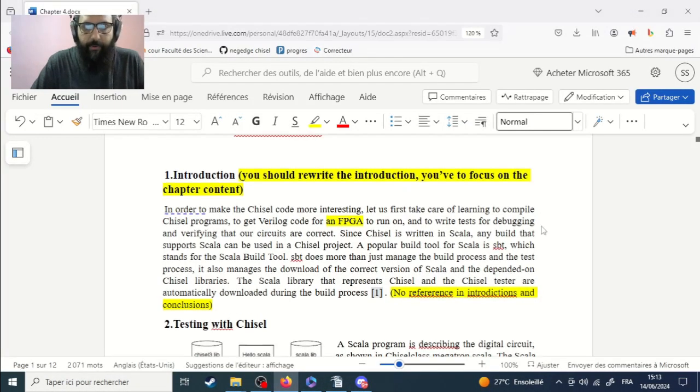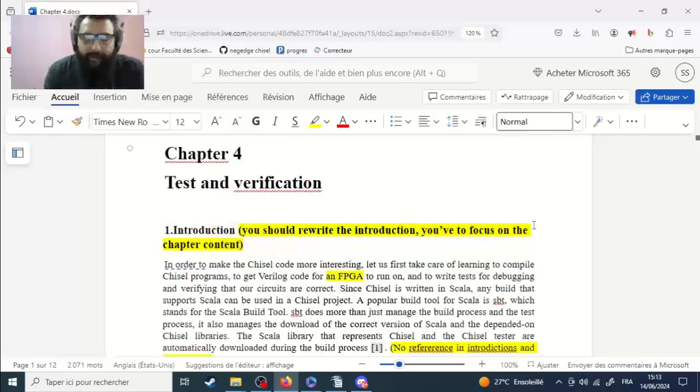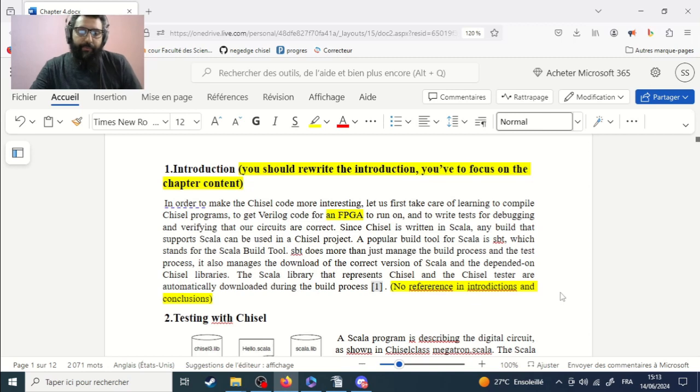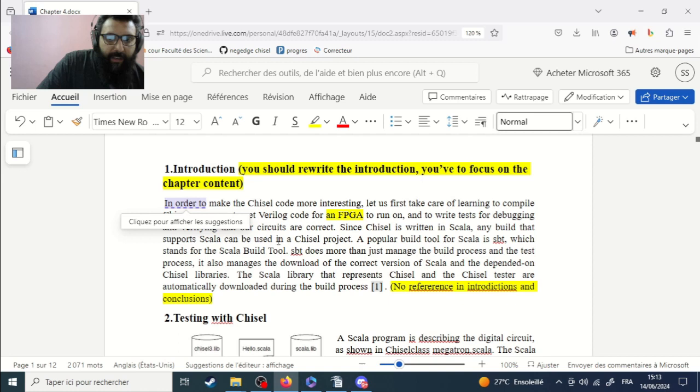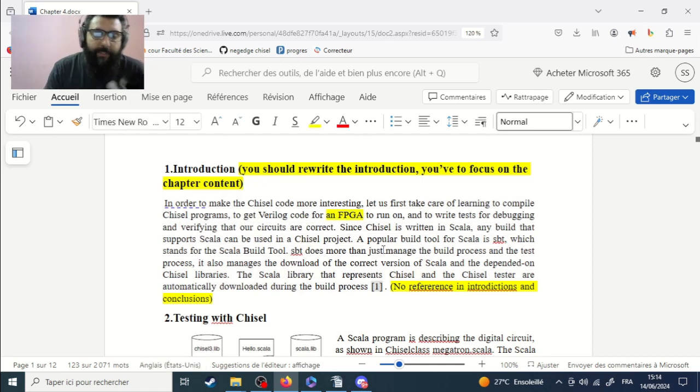We are in chapter 4. This is chapter 4, test and verification. I read the whole chapter, and you have to rewrite the introduction again. In this introduction, you have to talk about the chapter. You are talking about how to make the Chisel code, but it's not talking about what you did in the chapter. You have to talk about what you did in the chapter, the different components of the chapter.